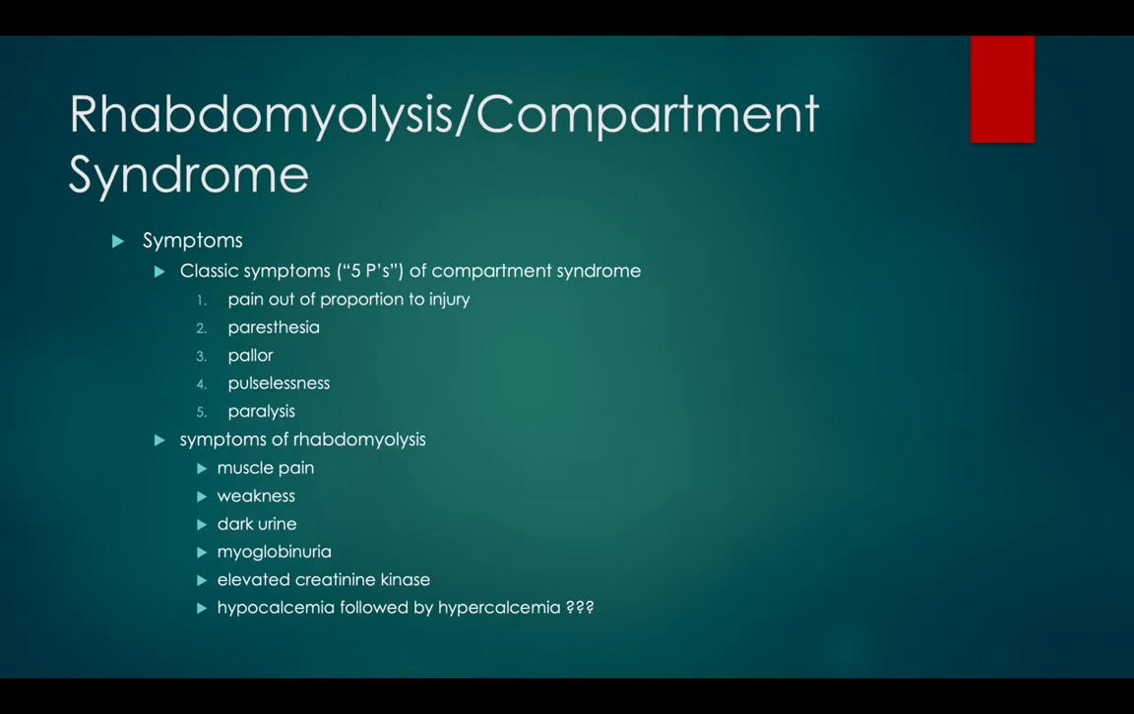So we talked about the symptoms. You get muscle pain, weakness, dark urine. That's from the myoglobin in the urine. You get myoglobinuria. You get an elevated creatine kinase. Again, that's one of those intracellular proteins that's in a muscle. So if you get an elevated creatine kinase, that's very specific for skeletal muscle damage. You also get hypocalcemia followed by hypercalcemia. We sort of talked about that a little bit, why that is, but we'll talk about that on Thursday. See if you can go specifically step by step why that happens.